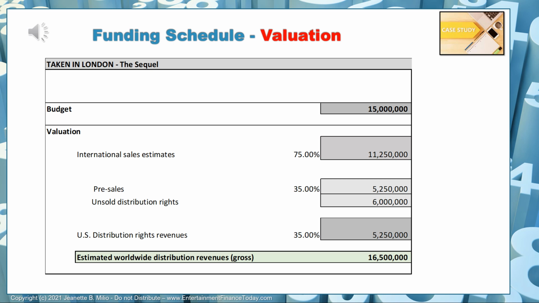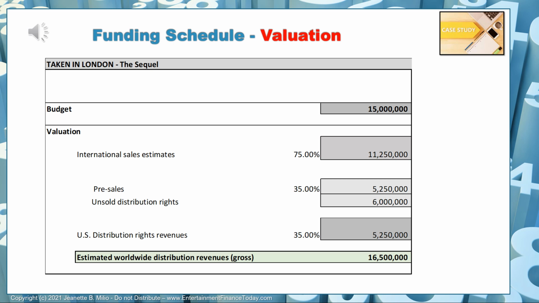So the international sales estimates reflect 75% of the $15 million budget, and they're now $11,250,000. The pre-sales were established at 35% of the budget, which is $5,250,000. These pre-sales again are nothing else than distribution agreements that are entered into with distributors who buy the license to show our film in their country, in their territory. So these are regular distribution agreements.